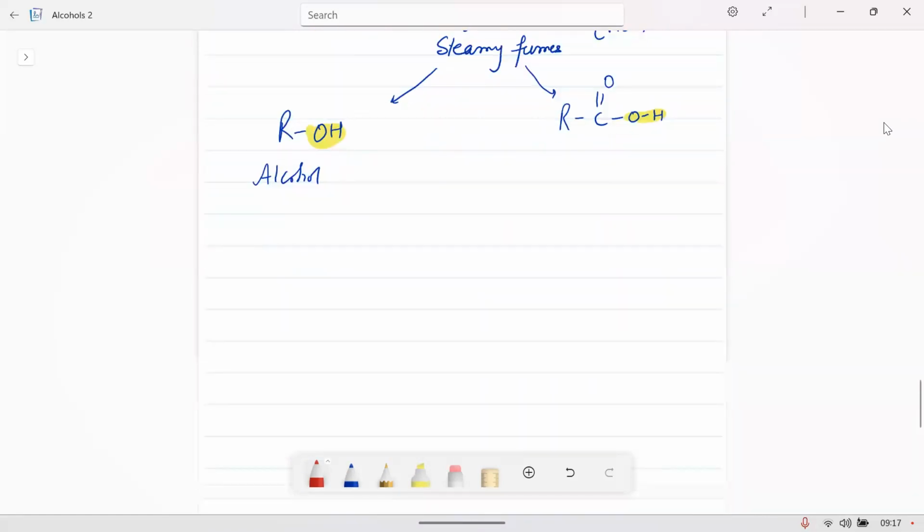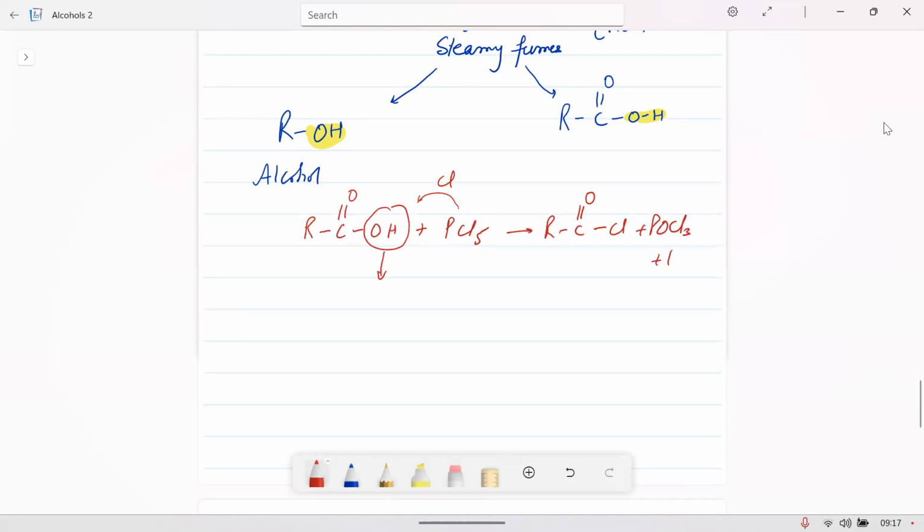Just to show off the reaction with carboxylic acid, how does it happen? You have the OH. When you react with the PCl5, same way, this OH will be moved out. The Cl will come and takes its place. So this is a substitution reaction. And you end up with this plus POCl3 plus HCl gas. Again, steamy fumes.